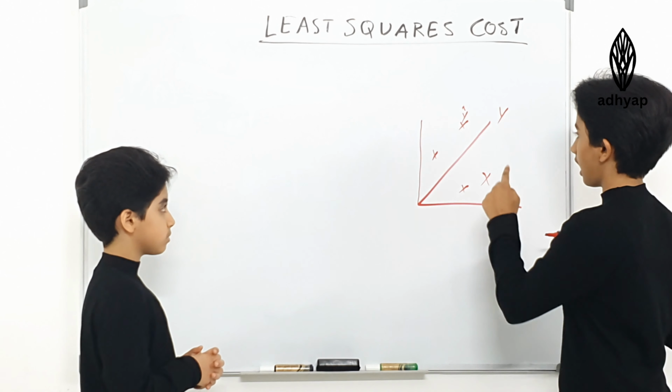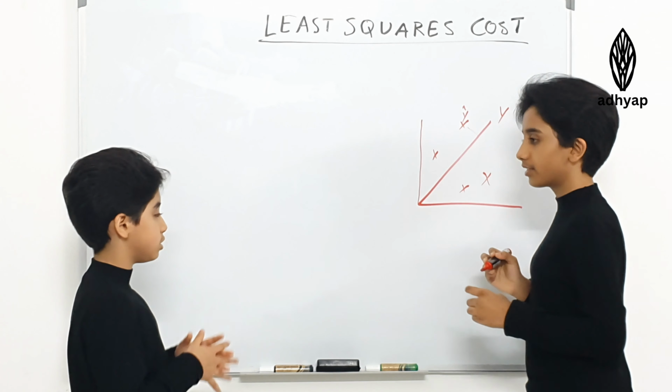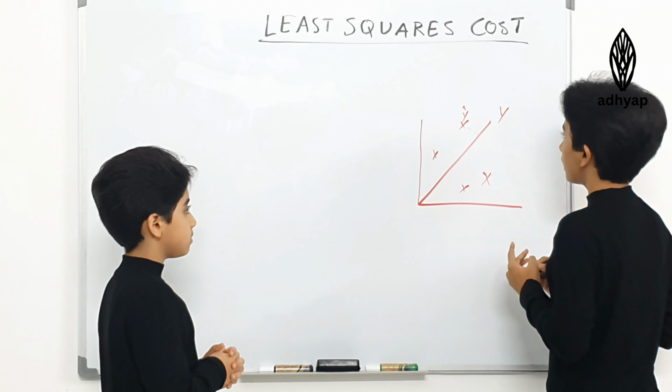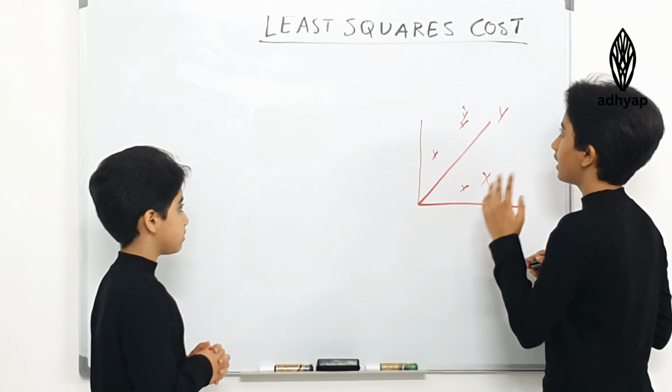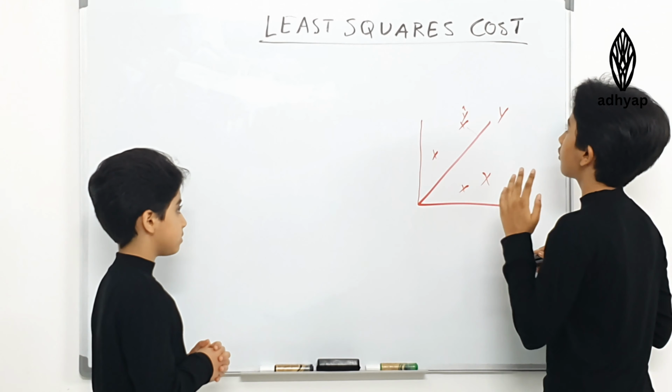So what we need to do is calculate this error, and then this error will be taken to another function called gradient descent, which will solve these issues. Yes. So this is where the least squares cost function comes in.